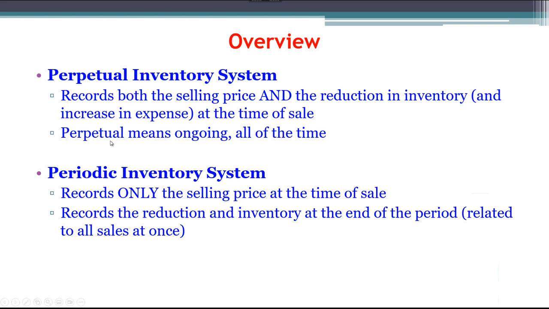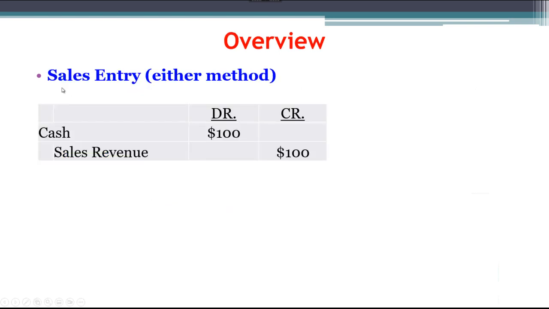Perpetual here means ongoing, all the time, every transaction. Periodic means we only record that cost entry and the inventory entry periodically, one time every period. However, the selling price, the sales revenue, always needs to be recorded every single time we have a sale. There's no question about that. Now the sales entry, it doesn't matter what method you use, is always going to be recorded every time there's a sale.